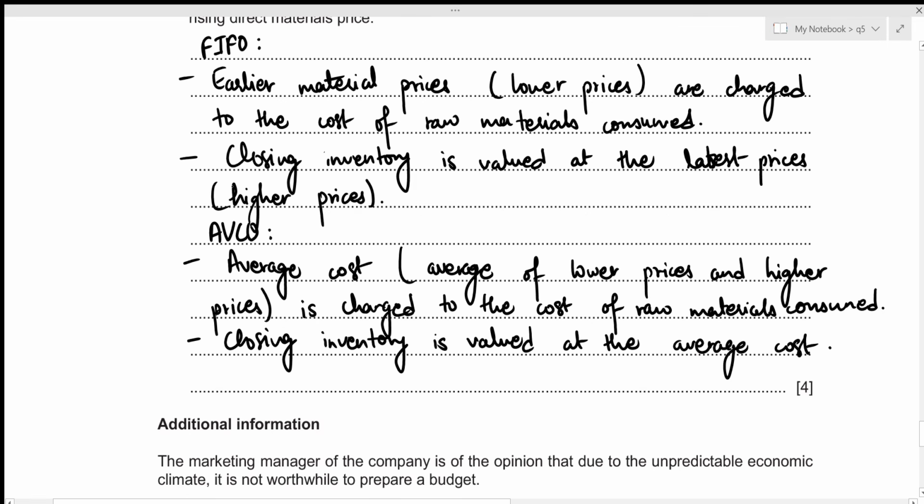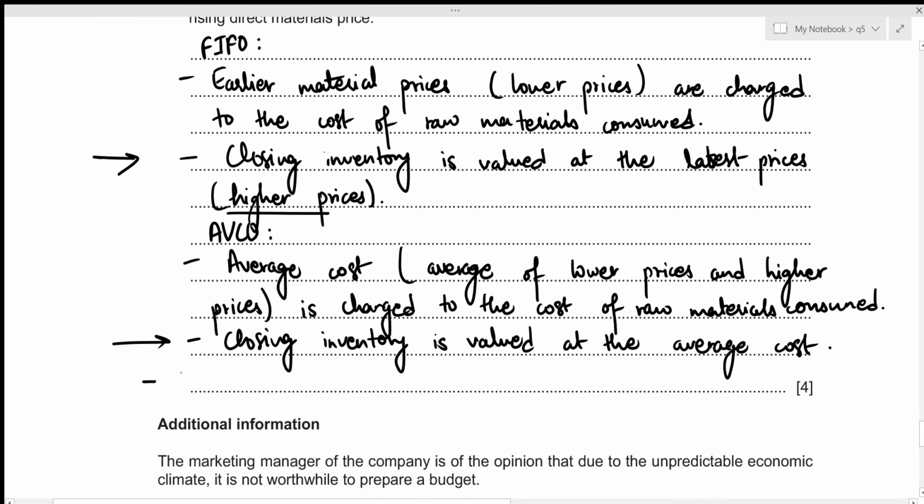And in this case, we can see that for FIFO, the closing inventory is actually valued at the latest price, which is the higher price. But in case of average cost, the closing inventory is valued at the average cost, which is the average of lower prices and higher prices, which will obviously be lower than the higher prices. In this way, we can conclude that FIFO has a higher closing inventory value as compared to the AVCO method, which is why the profit using the FIFO method will be higher than when using AVCO.